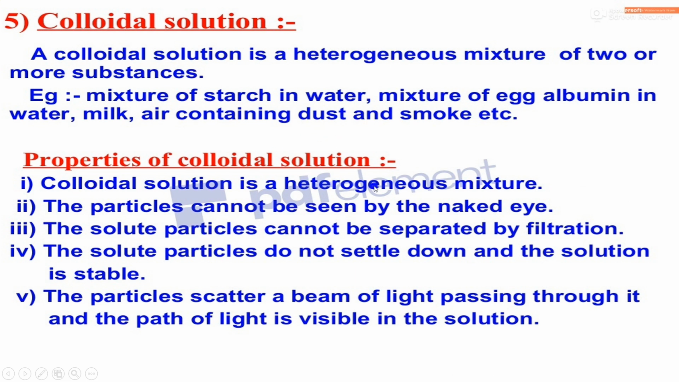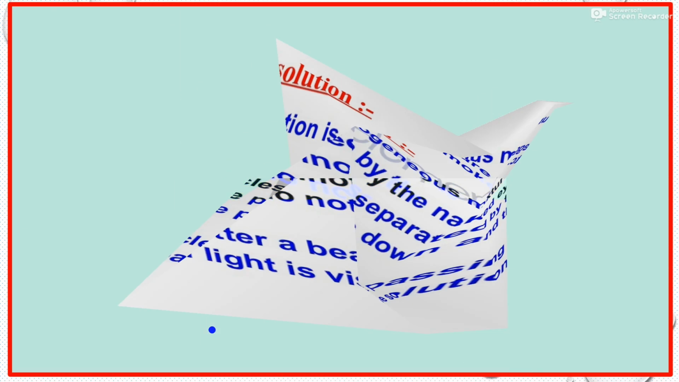Next, what are the properties of colloidal solution? Colloidal solution is a heterogeneous mixture. Heterogeneous mixture means not homogeneous. That means in different parts of the solution, the ratios are different, right? The particles cannot be seen by the naked eye. The solute particles cannot be separated by filtration. The solute particles do not settle down and the solution is stable. Stable means it will not settle down. Then the particles scatter a beam of light passing through it and the path of light is visible in the solution because the solute particles are not completely dissolved in the solvent.